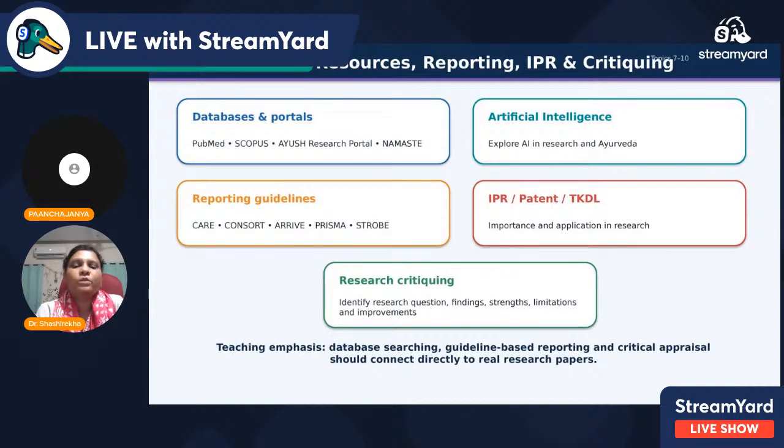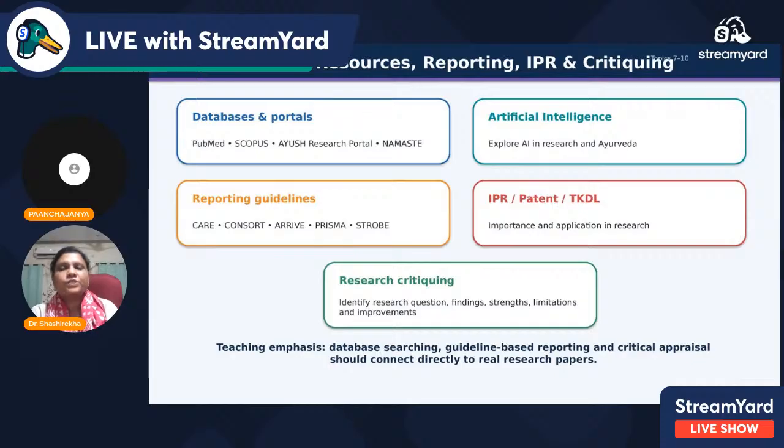Coming to reporting, IPR and critiquing, you must use databases. You have to go to portals like the Ayush Research Portal and the Namaste portal, where you will get data from some of the studies. You can go with PubMed articles, Scopus articles, and Google Scholar articles. These are the databases from where you will extract data relevant for your study.